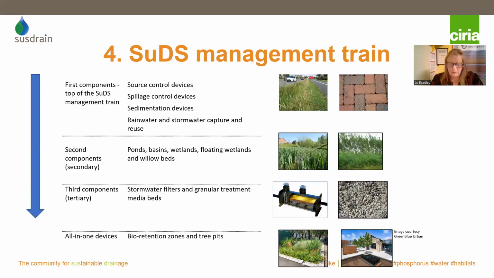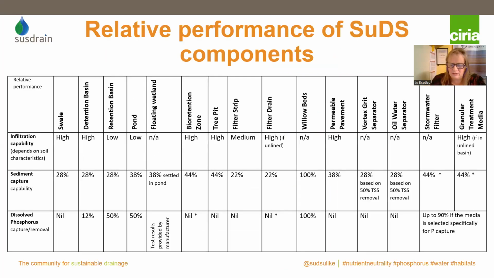And then there are all-in-one devices, so devices that do everything, doing source control and infiltration and pollution control and phosphorus capture and having vegetation. So everything in one device. So bioretention zones and tree pits distributed across your development deliver all the benefits of SuDS and deliver phosphorus capture as well. So they're definitely a preferred option on some developments.